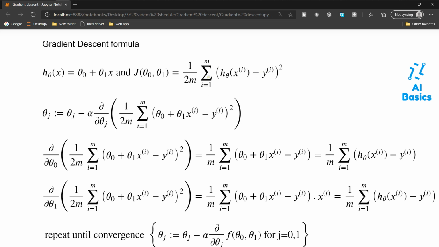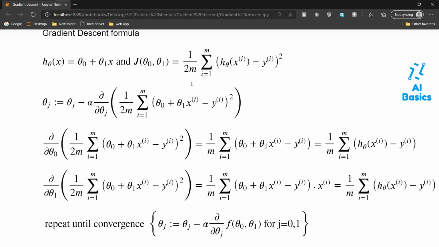This is called the cost function, that means the mean squared error. There is a small difference between the mean squared error and this cost function. Here we added a 2, so it is 1 by 2m. That's it, that doesn't matter.